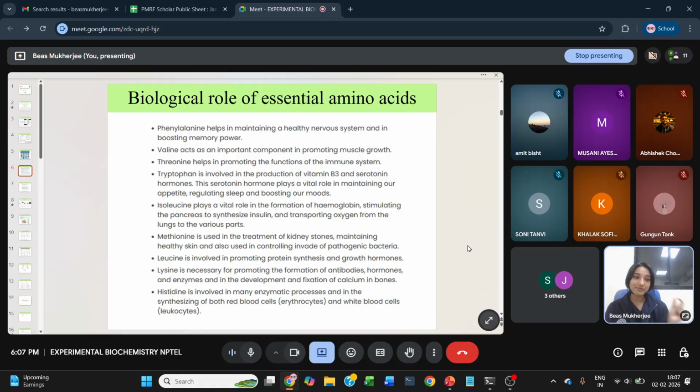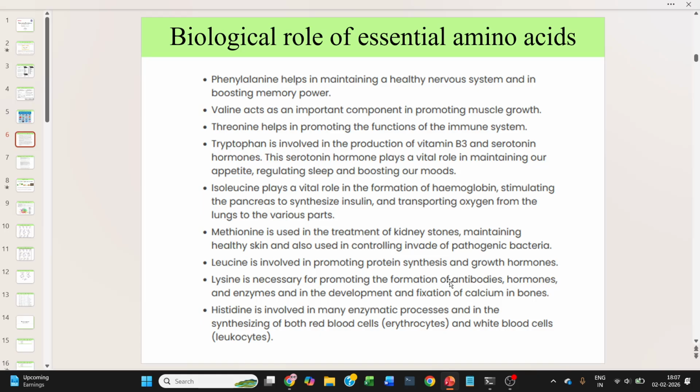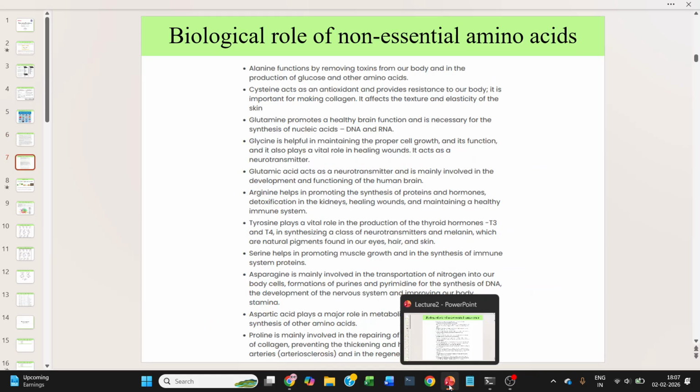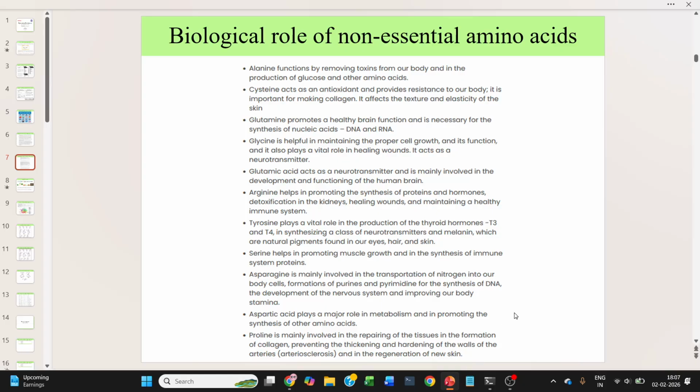So there are different amino acids and their corresponding functions all mentioned in the list. Okay, so it's best if you go through. So this list is very long. There are 2 pages and I would recommend you to go through both the pages.